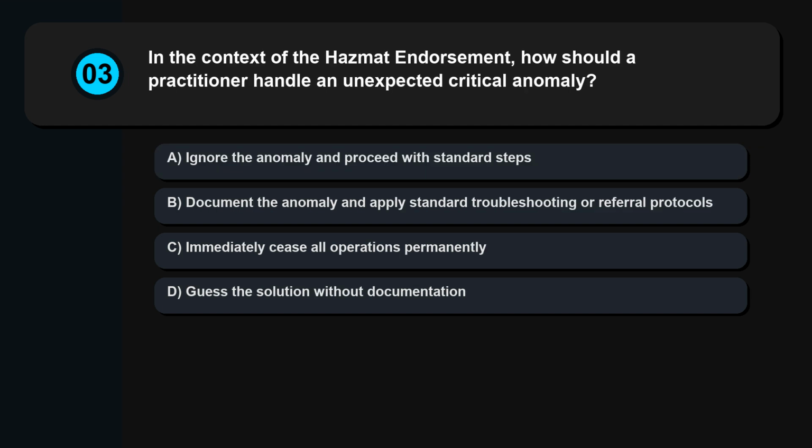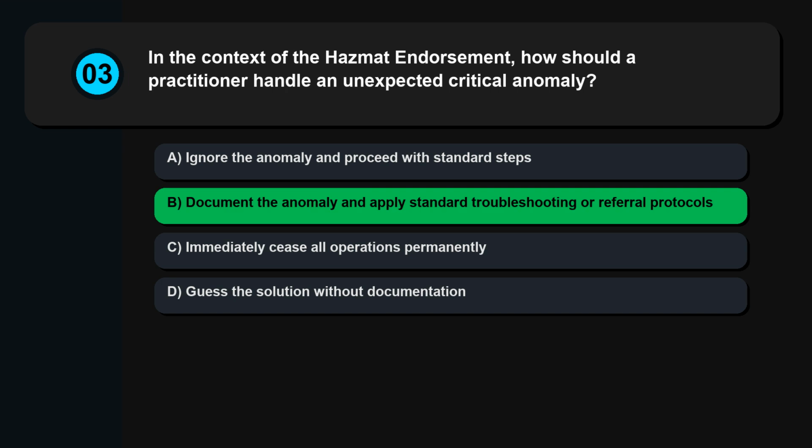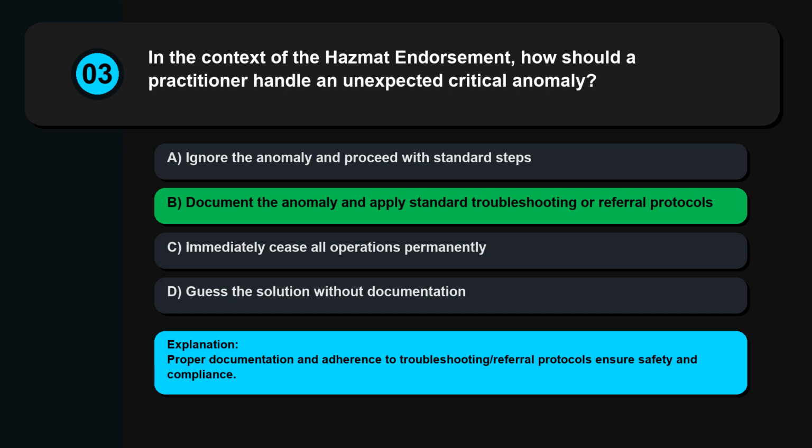Question 3. In the context of the Hazmat endorsement, how should a practitioner handle an unexpected critical anomaly? Ignore the anomaly and proceed with standard steps. Document the anomaly and apply standard troubleshooting or referral protocols. Immediately cease all operations permanently. Guess the solution without documentation. Proper documentation and adherence to troubleshooting and referral protocols ensure safety and compliance.